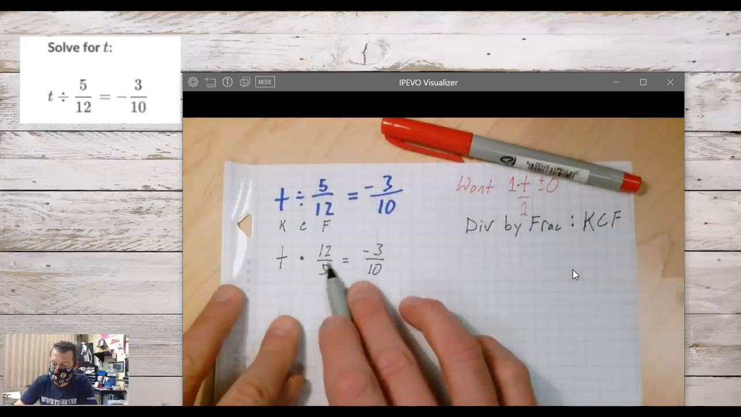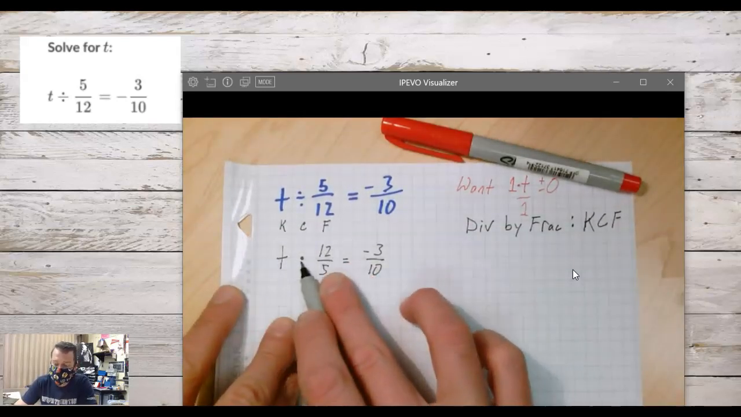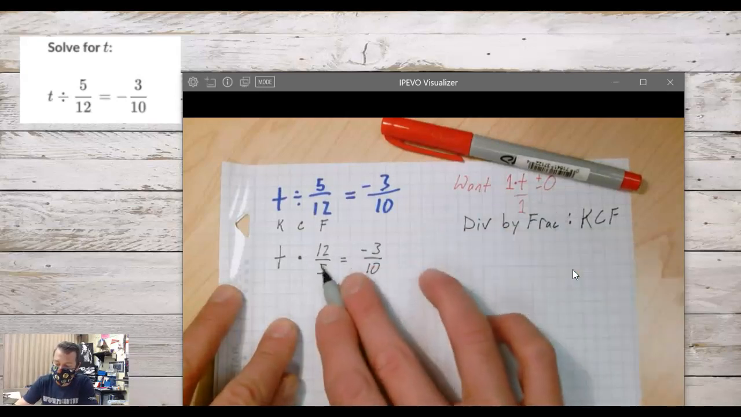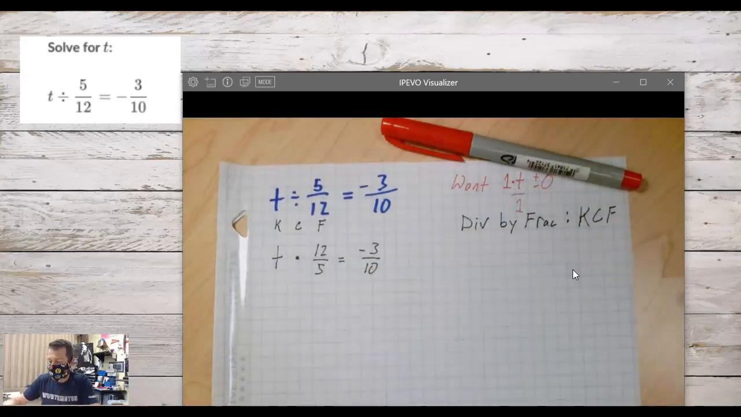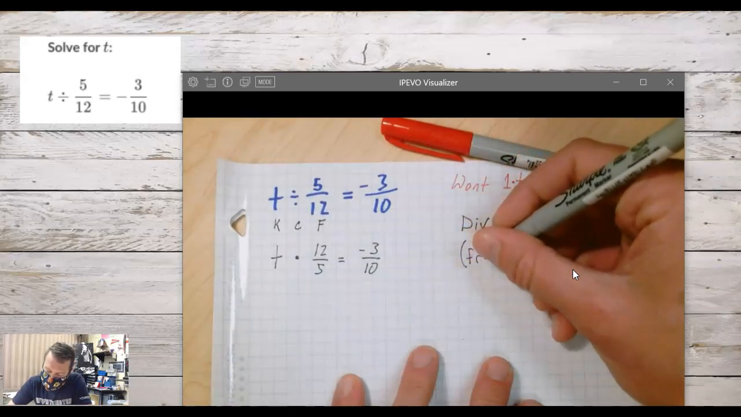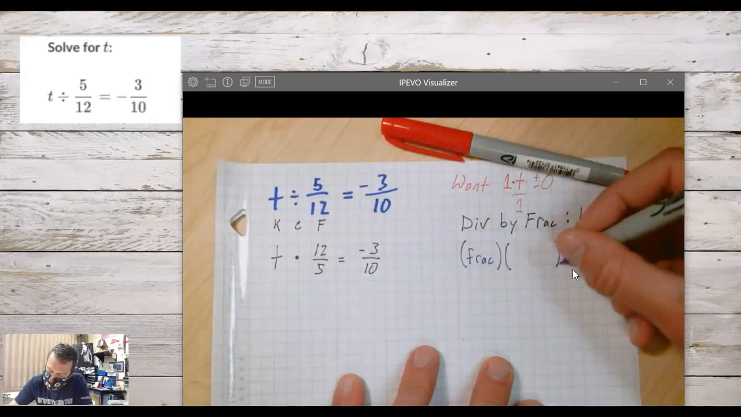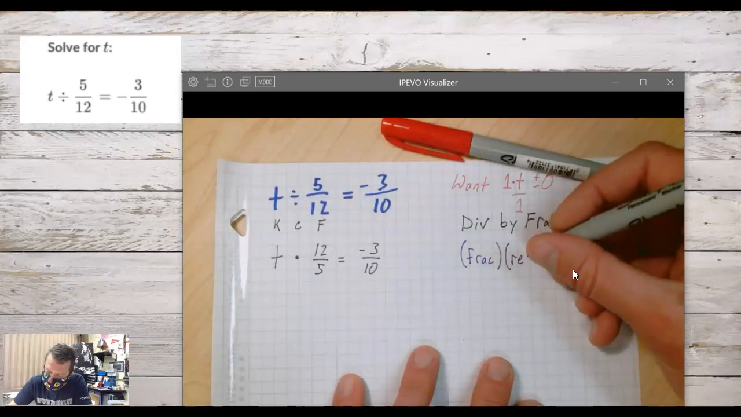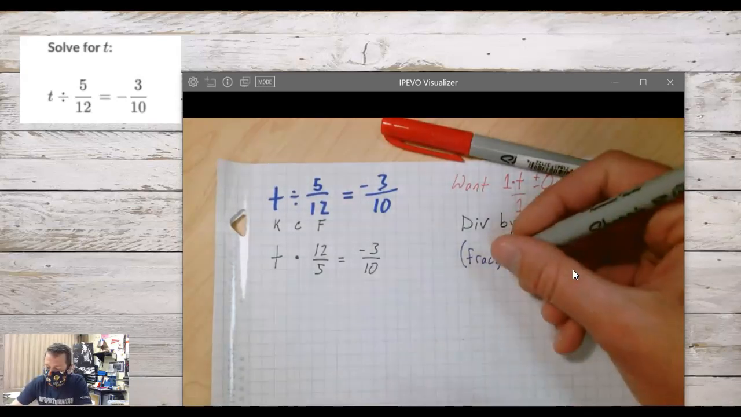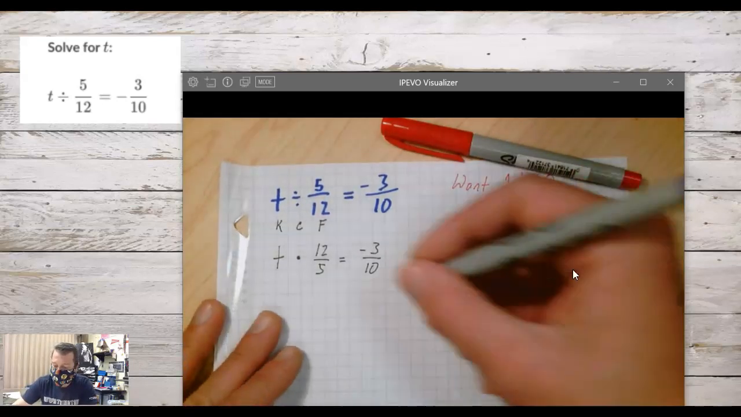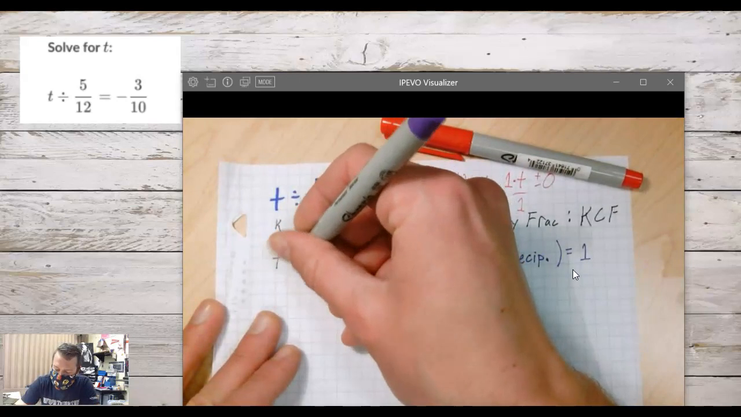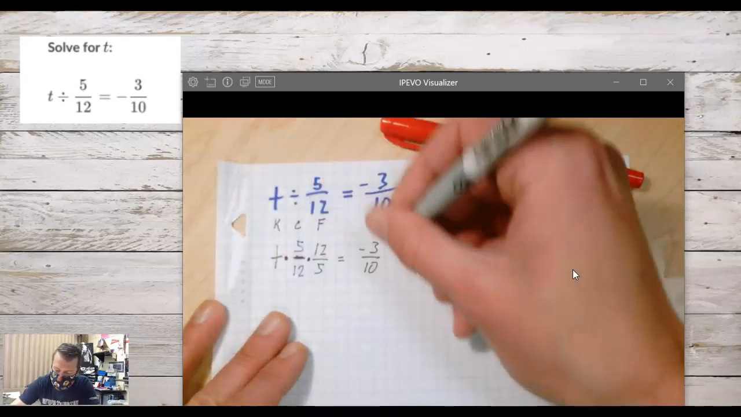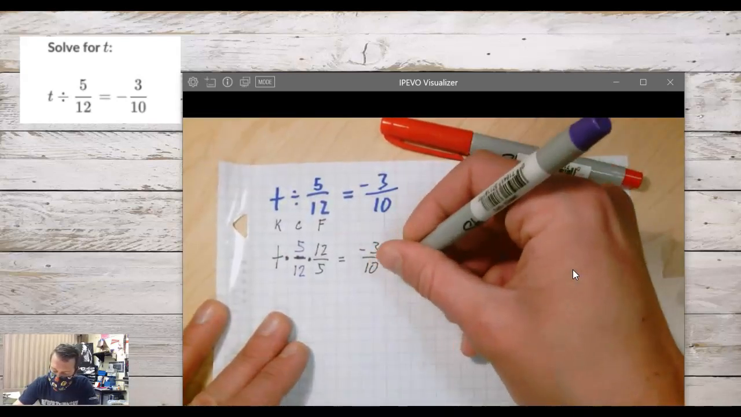So now we have to think to ourselves, how do I get rid of this fraction? Even though it's multiplied by my variable, how do I turn it into 1? So we remember the rule: a fraction times what equals 1? What can we multiply a fraction by to get 1? Starts with an R. Reciprocal. So a fraction times its reciprocal is 1. So what we're actually going to do is slide in here a multiplication of 5/12, its reciprocal. And because we did it over there, we have to do it over here.